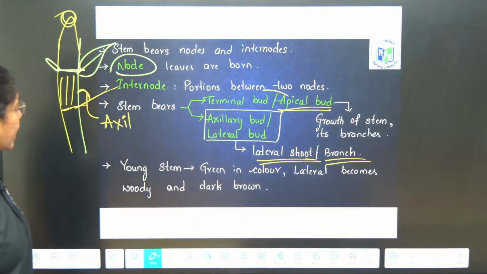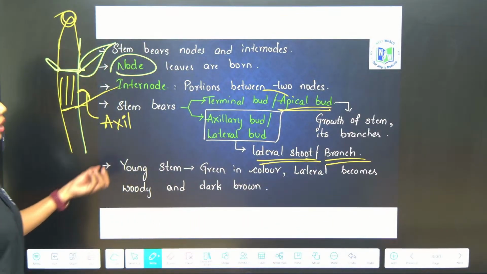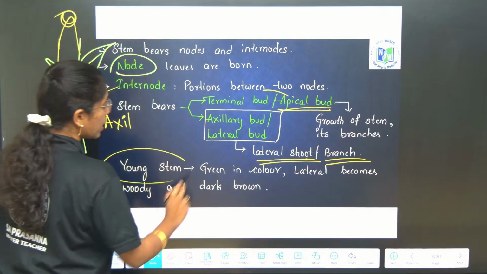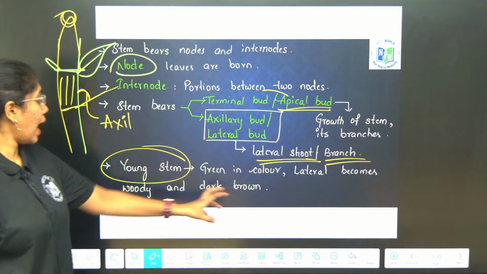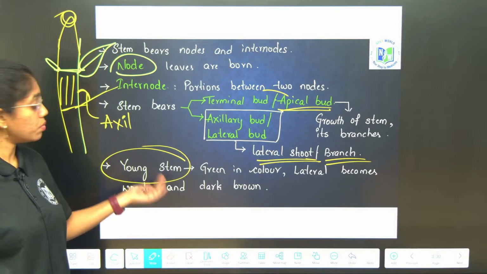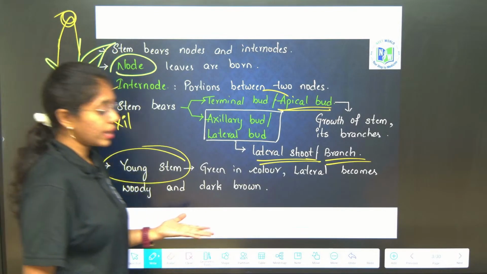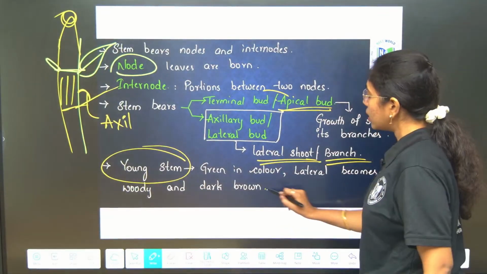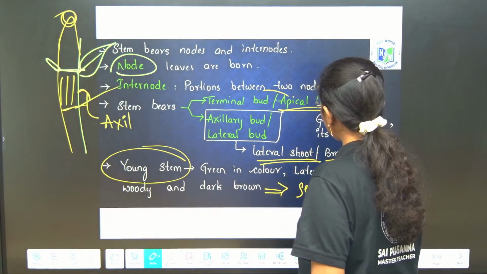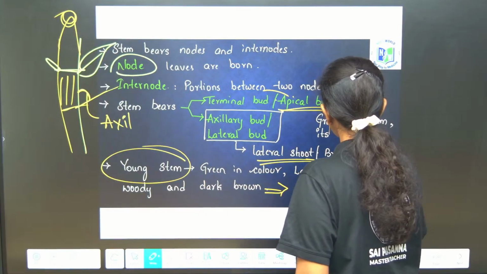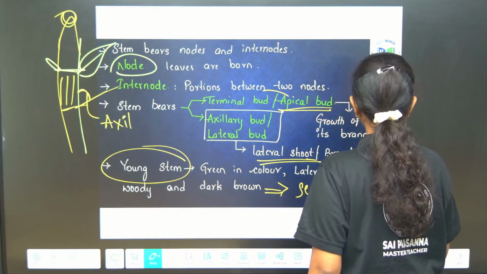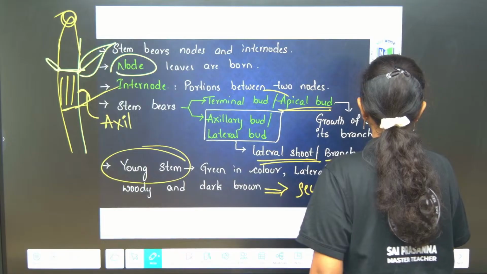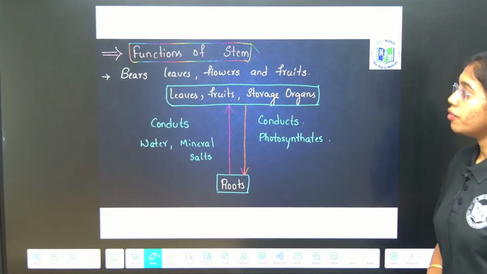Clear, right? And then young stem is usually green in color, where later it becomes woody and dark brown. Young stem is always green in color, later it becomes woody and dark brown. This is because of secondary growth. Clear, right?